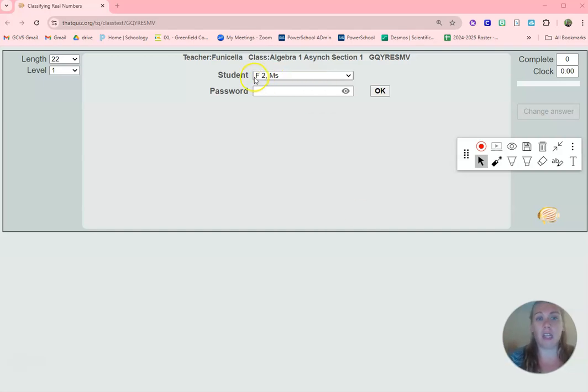You're going to find your name in the drop down and then you're going to type in the password GCVS. This is the password every time. It's all lowercase. Whenever we're using ThatQuiz, our password is all lowercase GCVS, and then you can hit OK.